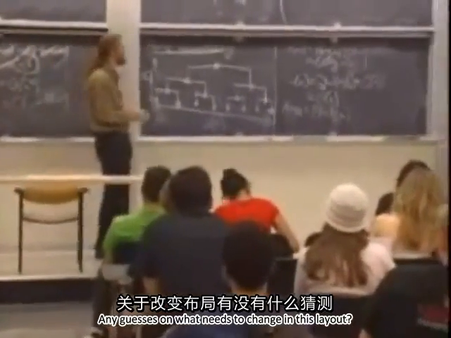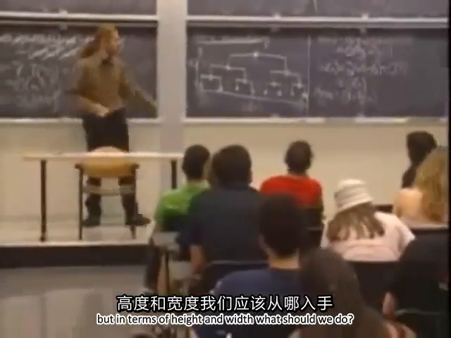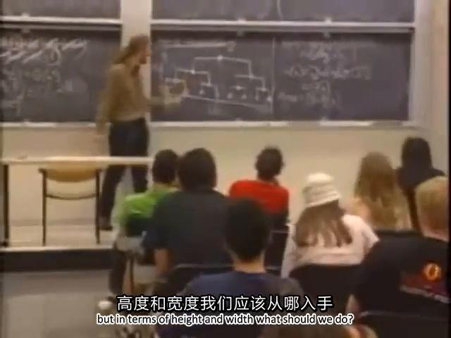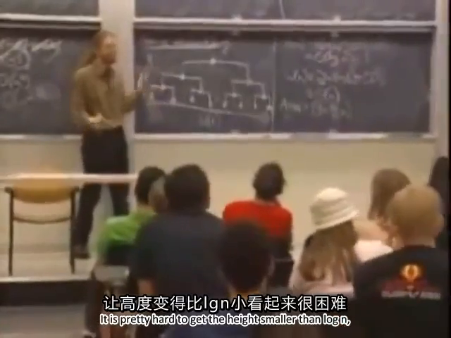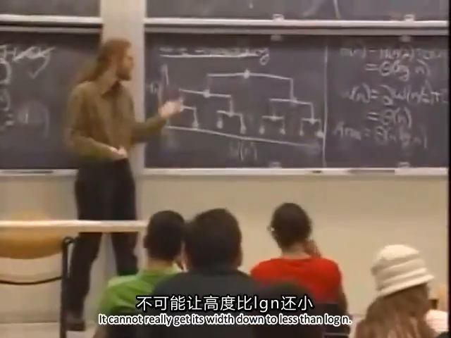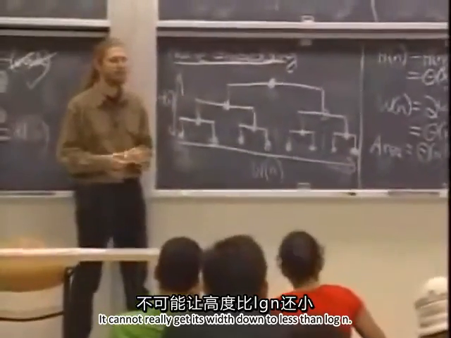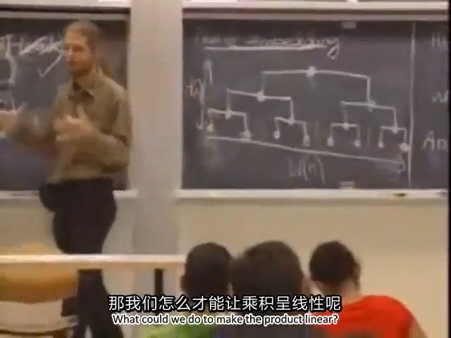Any guesses on what needs to change in this layout? Not how to do it, because that's not obvious. But in terms of height and width, what should we do? Okay, it's pretty hard to get the height smaller than log n, I'll tell you. Because this is a tree, can't really get its width down less than log n. So what could we do to make the product linear?